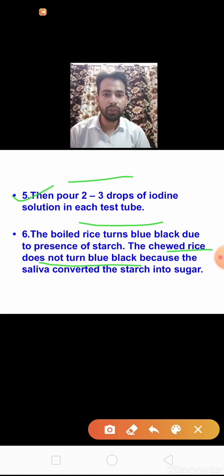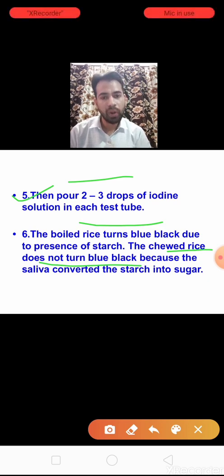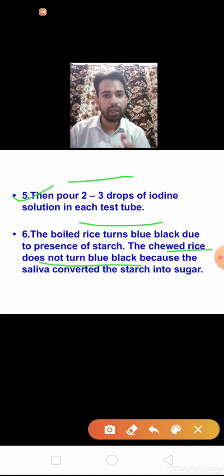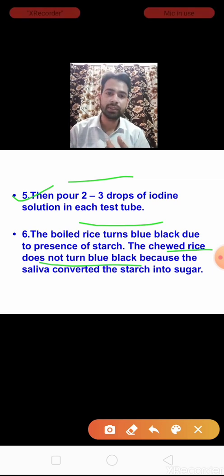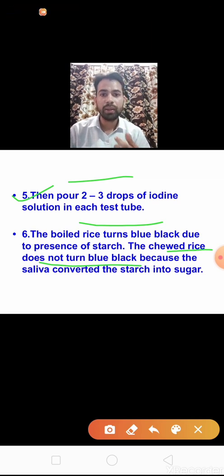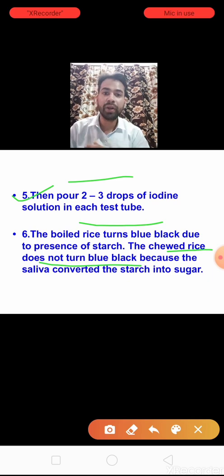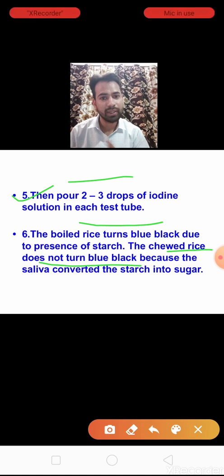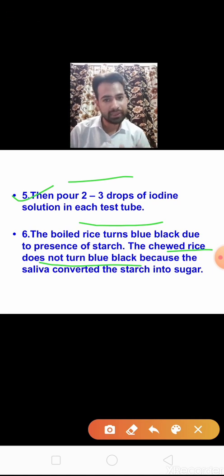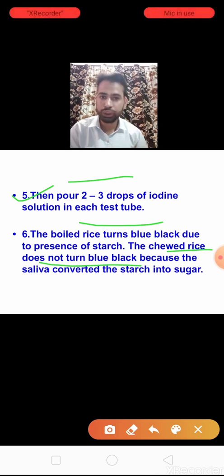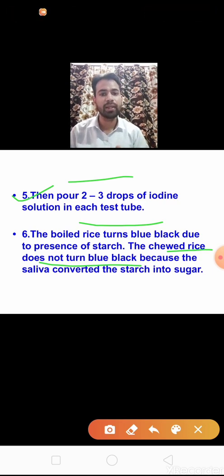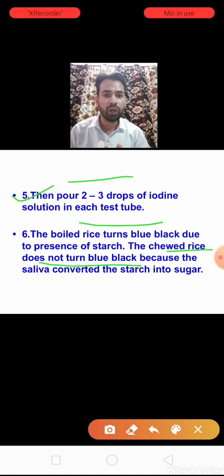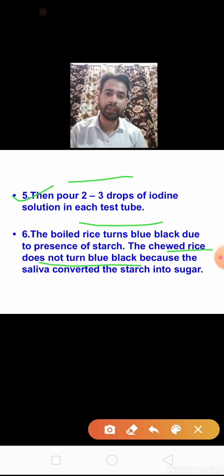So in boiled rice starch is there, but when we chew the rice, the saliva mixes with the rice and converts it into sugar. Means starch will not be there, starch will be converted into sugar. After chewing, the starch is converted into sugar. That is why the chewed rice does not turn blue black.